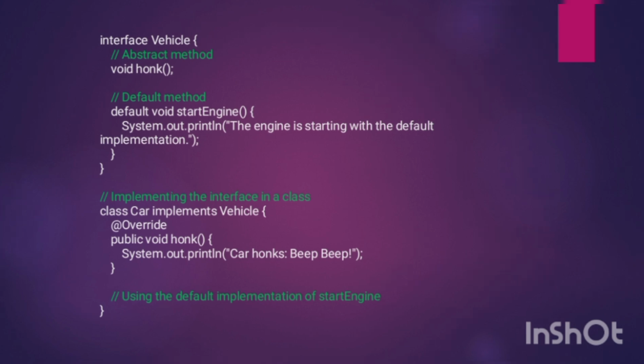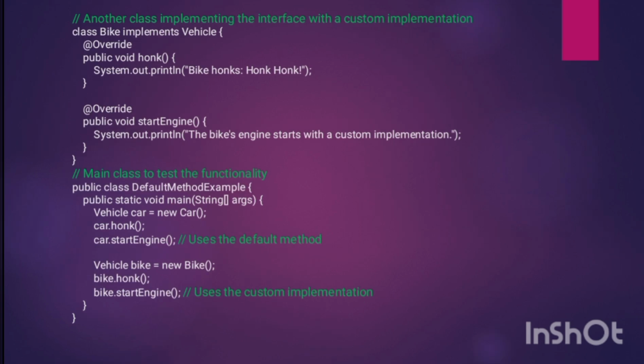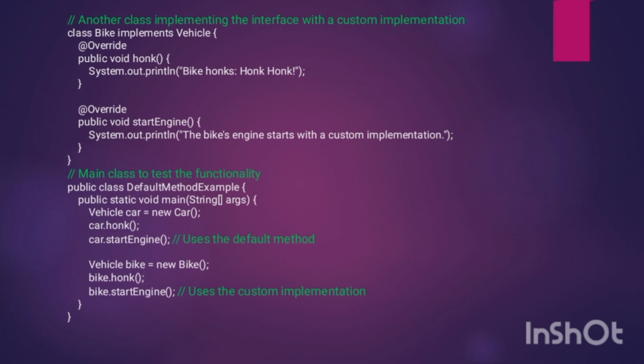The car class implements the vehicle interface and provides its own implementation for honk. It does not override startEngine, so it uses the default implementation from the interface. The bike class implements both honk and startEngine. It provides a custom implementation for startEngine, overriding the default behavior.